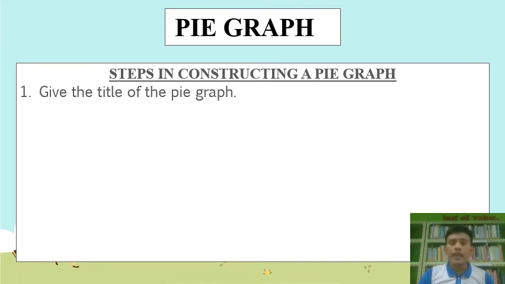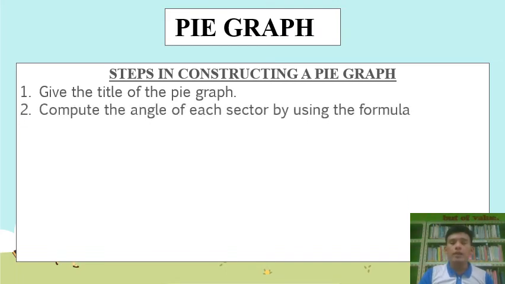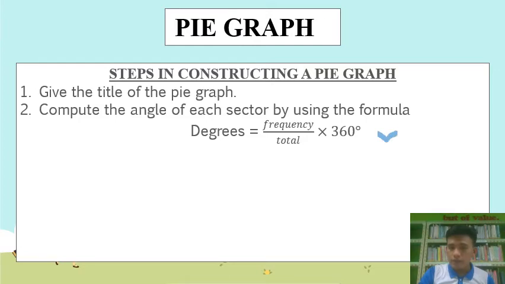Steps in constructing a pie graph. First, give the title of the pie graph. Second, compute the angle of each sector by using the formula. This formula is degrees equal to frequency over total times 360 degrees. This is used for plotting. You will use a protractor for this one.